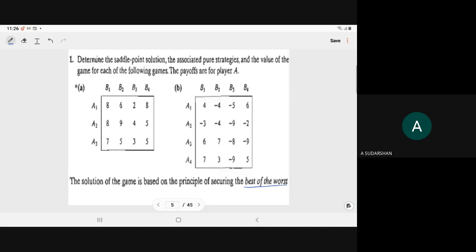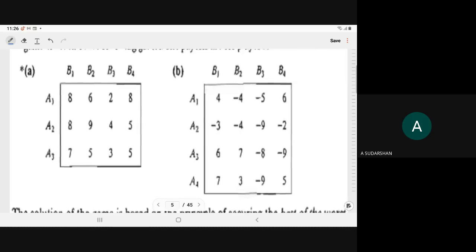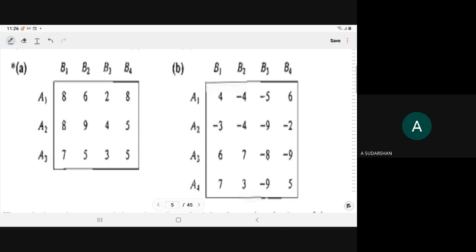So if this is the payoff matrix for player A, what does it signify? If player A is using the A1 strategy and player B is using the B1 strategy, he will get a gain of 8. Similarly, here we have a gain of 6 if player B is using strategy 2. If player B is using strategy 3, then player A will get a gain of 2. When player B is using the fourth strategy, player A is getting a gain of 8. Similarly, we have the following data.